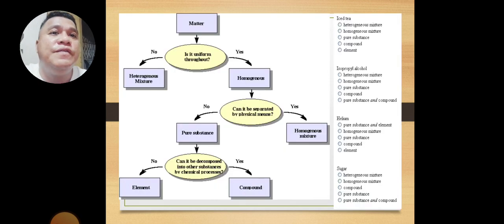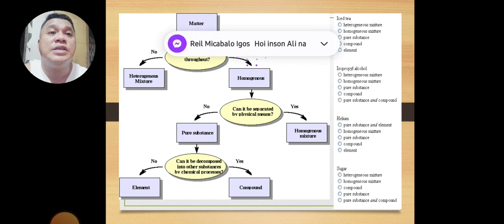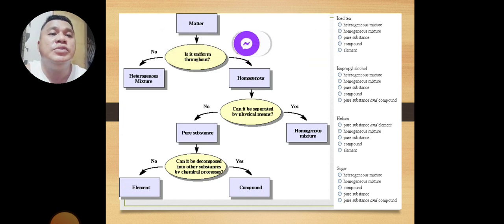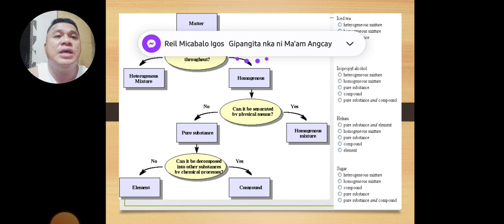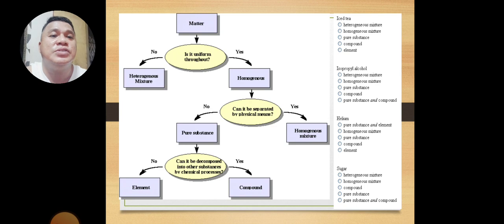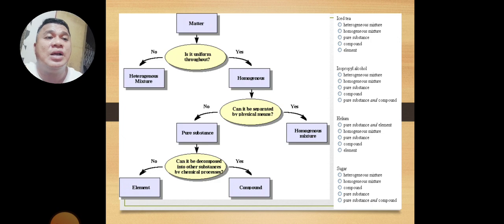So let's have a review for matter. Matter, if it is not uniform throughout, is heterogeneous, because it has two states of matter. And homogeneous is one phase of matter. If it is homogeneous, can it be separated? If no, that's a pure substance. And of course, if yes, that's a homogeneous mixture. For pure substances, can it be decomposed into smaller or other substances? If no, that's an element. If yes, that's a compound.